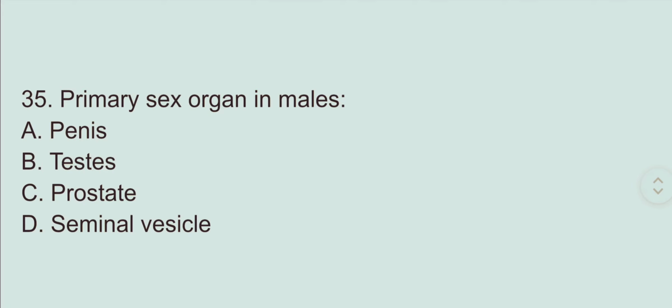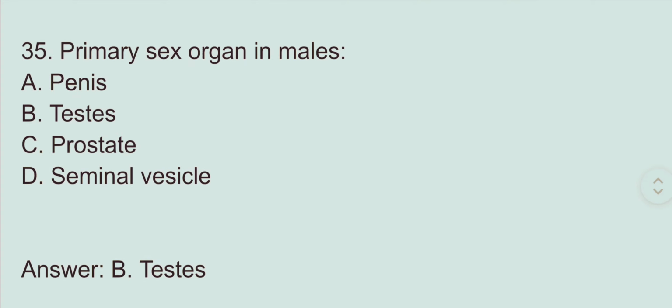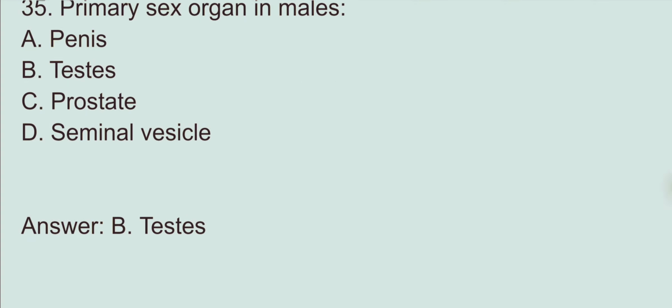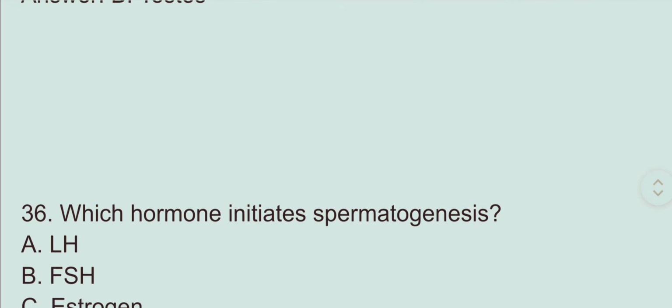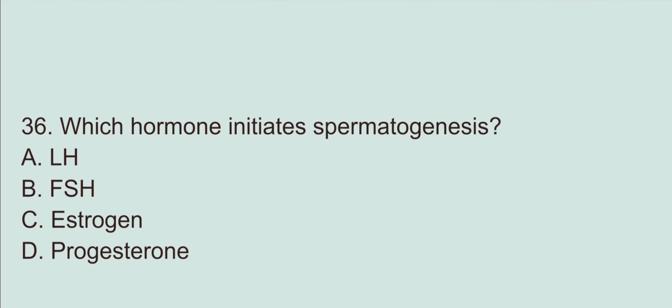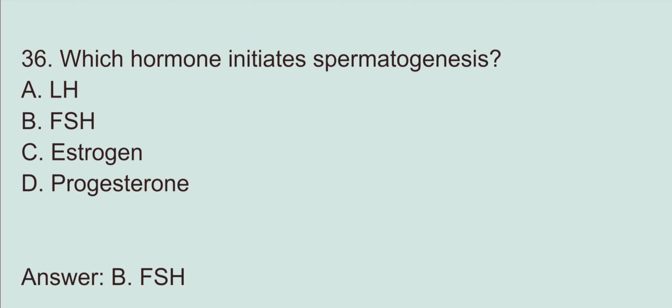Question number 35. Primary sex organs in males. The correct option is option B. Testis is a primary sex organ in males. Question number 36. Which hormone initiates spermatogenesis? The correct option is option B. Follicle stimulating hormone initiates spermatogenesis, and luteinizing hormone initiates ovulation.